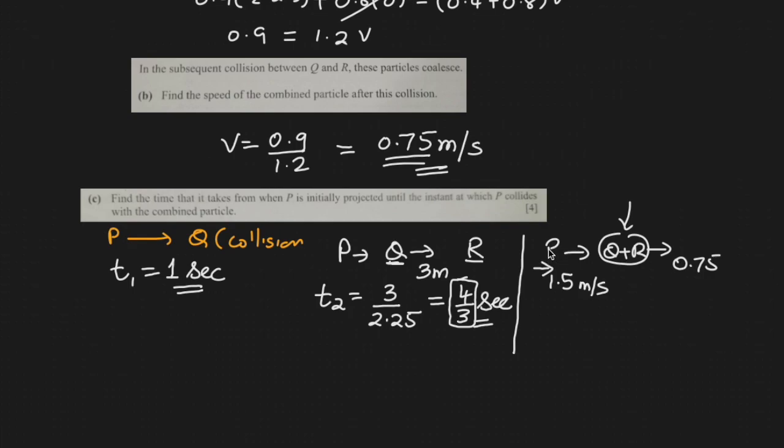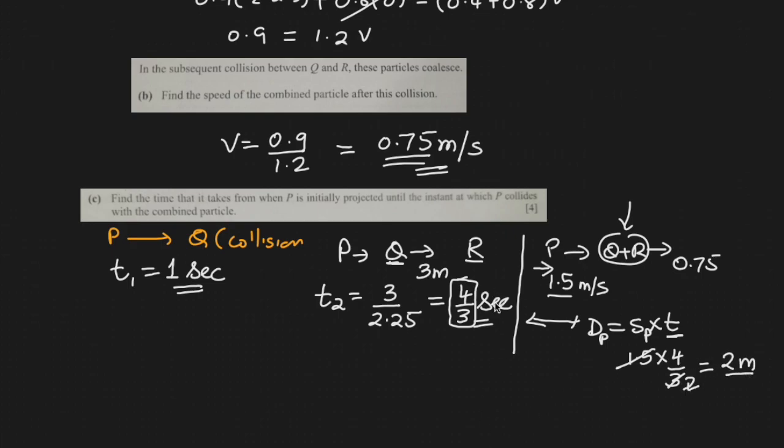how much had P already moved, right? How much distance had it moved? So we know the distance is speed times time, the speed of P. We are focusing on P only, but the time we are taking is when Q and R collided, because at that moment, where had P reached, that's the thing I want to see. So the speed of this is 1.5, so 1.5 times time 4 over 3, 2 meters.